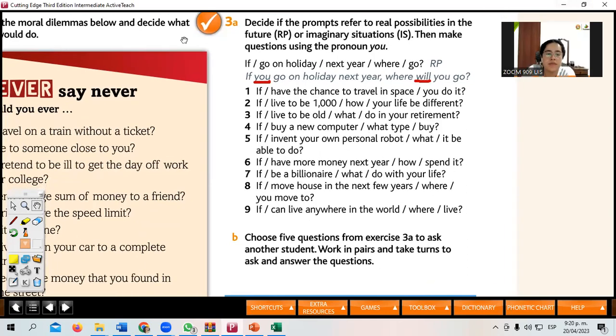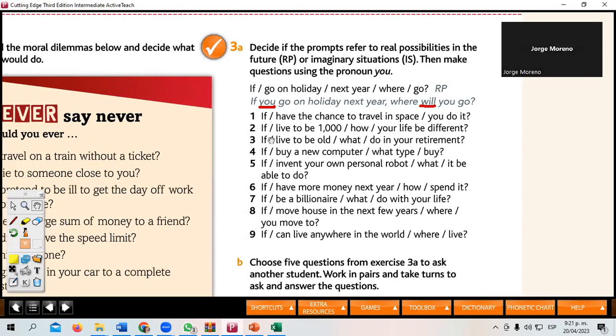Okay, let's see. Let's start with Kiara. For the first question, how did you create it? If you have the chance to travel in space, would you do it? Yes, good. If you had the chance to travel in space, would you do it? Good. Jorge, number 2. If you like to be 1,000, how would your life be different? Yes, if you lived to be 1,000, how would your life be different? Good, thank you.